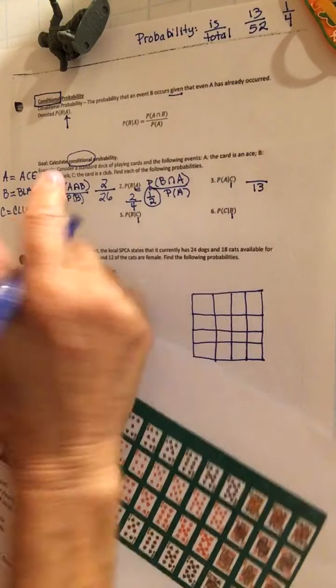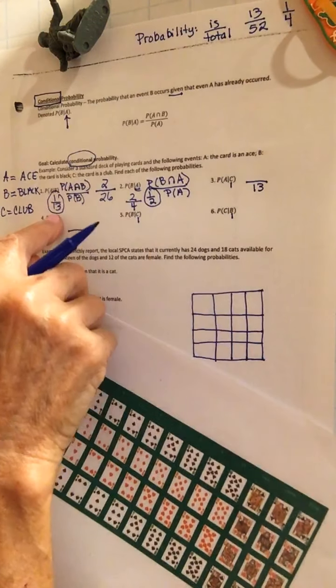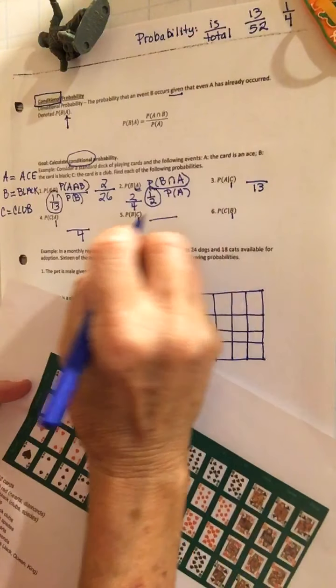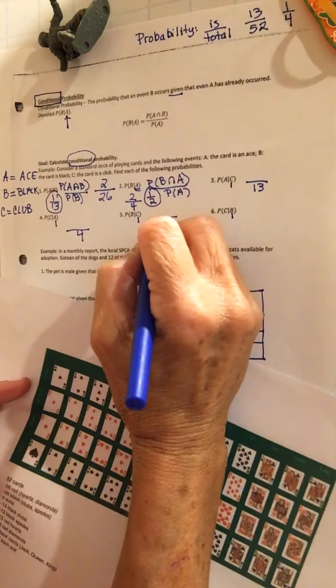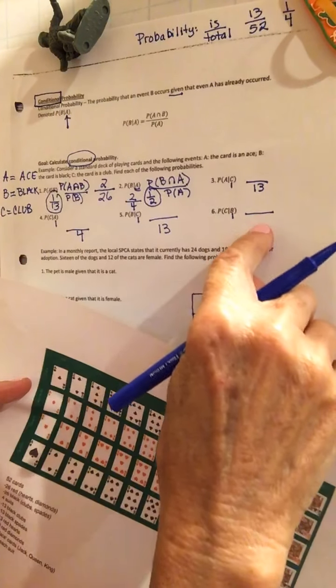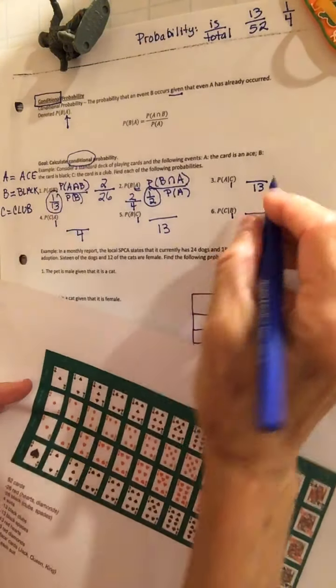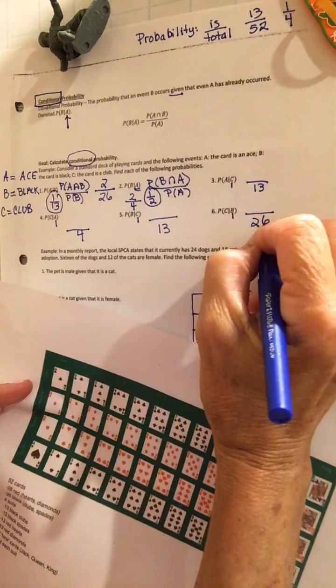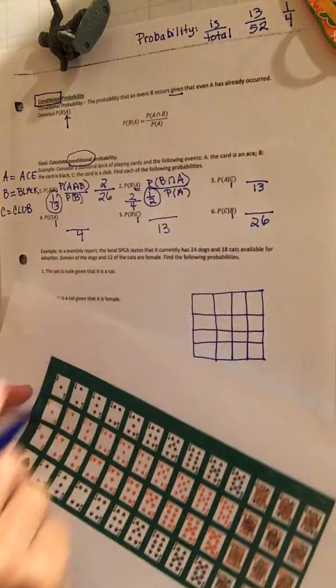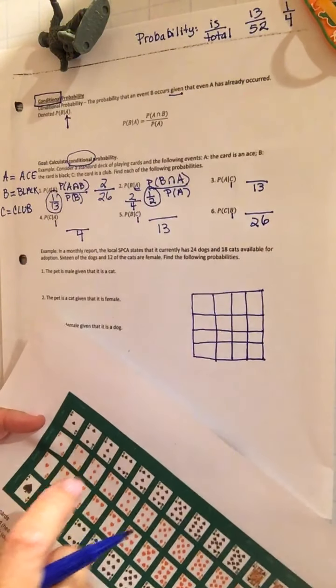Look here. How many aces are there? I'm only picking from aces. There's only 4 aces. Here again, how many clubs are there? There's only 13 clubs. How many black cards are there? Well, half the deck is black, so that's 26. So that's my condition. So for 3, my condition is you're only playing with clubs. You're only picking from the clubs.